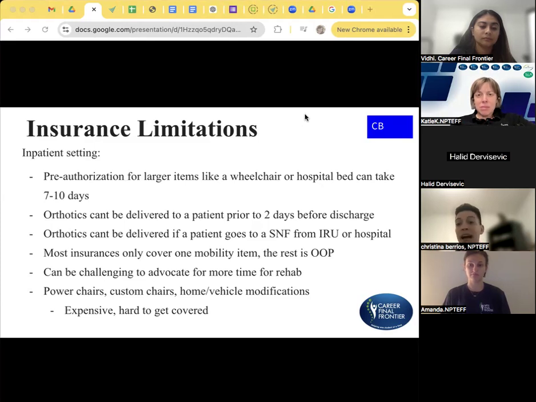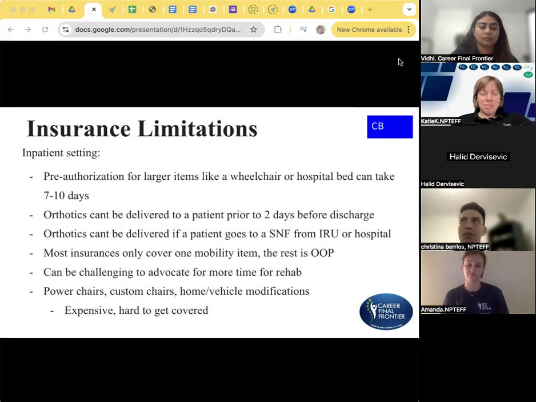And you might be able to advocate for 3 weeks instead of 2, and they end up walking out with a cane in some sort of functional status. So those things are constantly changing and can be a frustration, but it's just kind of how you have to play the game. Same with orthotics. Depending on if you're Medicare or Medicaid, you can have orthotics delivered 2 to 3 or 5 days before discharge.